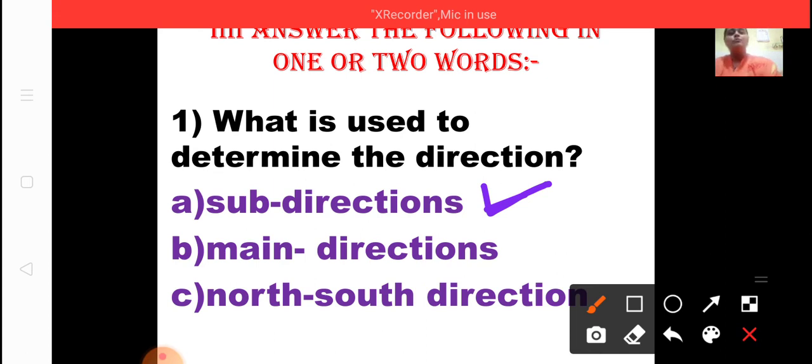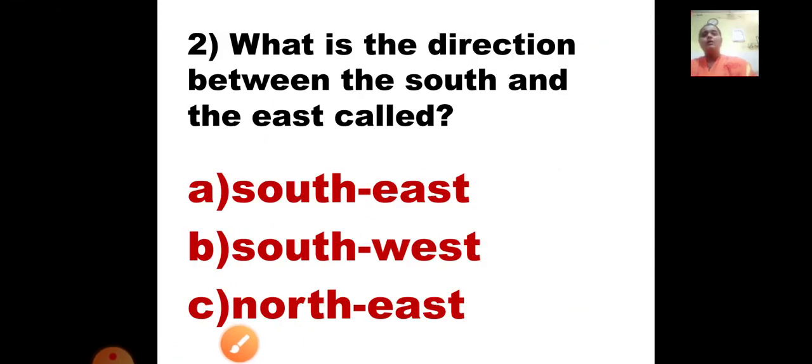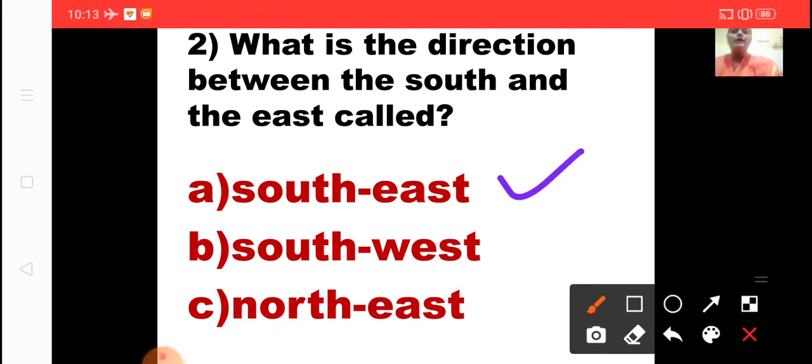Okay, let us move on to the second one. What is the direction between the south and the east called? Okay, so between means in between the south and the east, which directions lie? A is southeast, B is southwest, and C is northeast. Okay, so children, what is the direction between the south and the east called? It is southeast. So A option is the correct option. I'm going to tick the A option. So southeast is the direction which lies in between the south and the east.